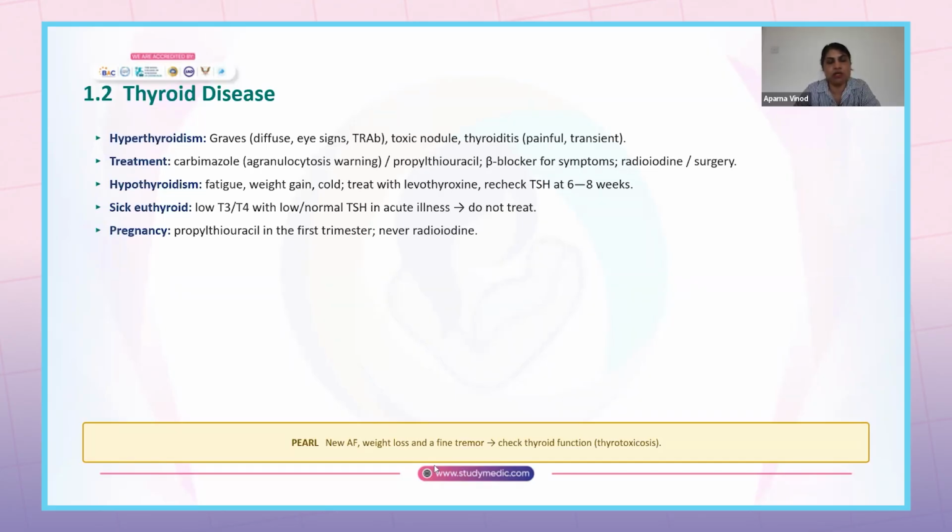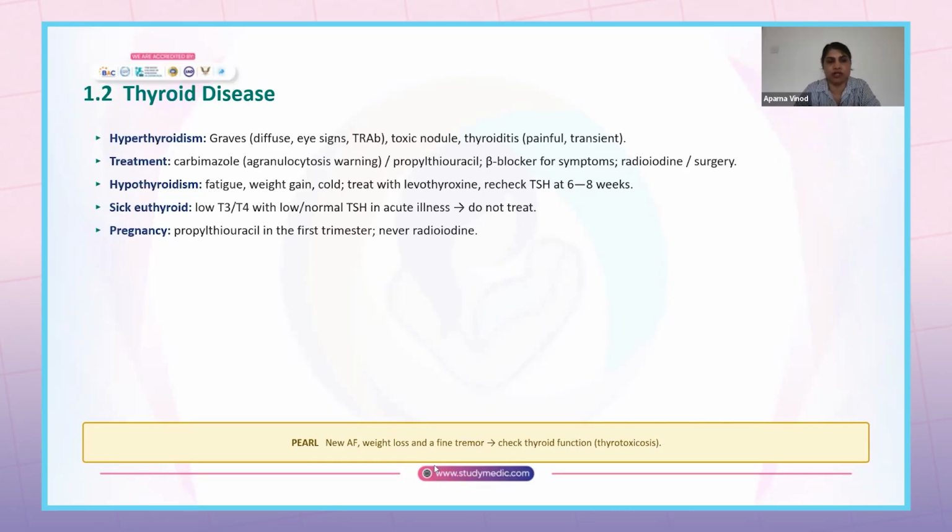Mostly it is carbimazole. When carbimazole is being given to a patient, an agranulocytosis warning, a pregnancy warning and a sick days warning should be given. Or it could be propylthiouracil as well, depending on whether the woman is in the breastfeeding stage or pregnancy stage. Beta blocker is always given for control of symptoms. You could also look at other treatment options for hyperthyroidism like radioiodine or surgery, but that will depend on what the patient wants and what stage of the disease they are in.